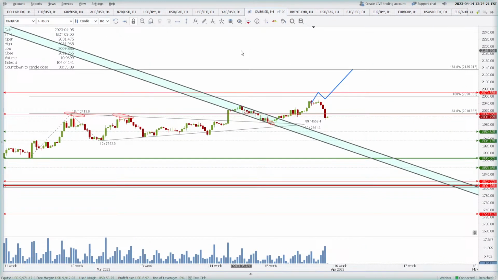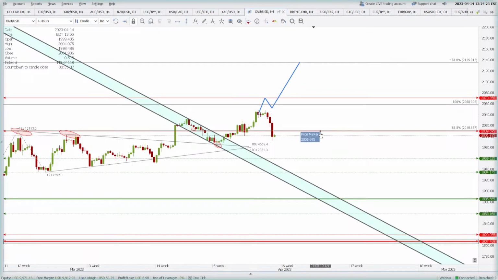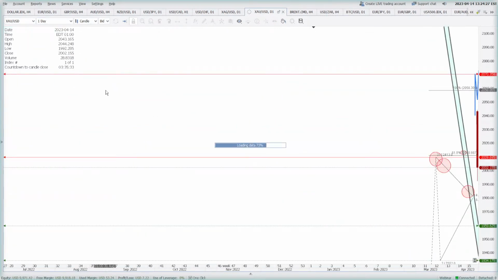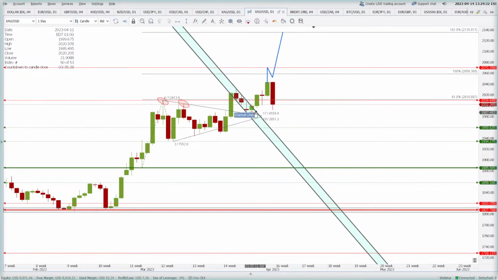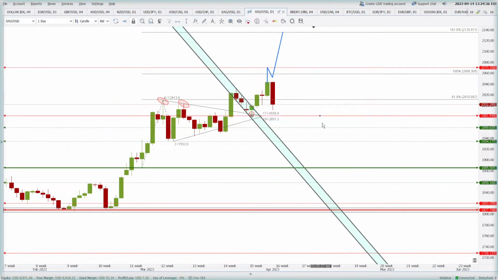Gold is not looking great. In fact, it has broken below the 4-hourly low. That means on the 4-hour it has entered a sell mode. And on the daily, let me check on the daily. It will enter a sell mode on the daily once it breaks below 1981. If the price breaks below 1981, then it will enter a sell mode.